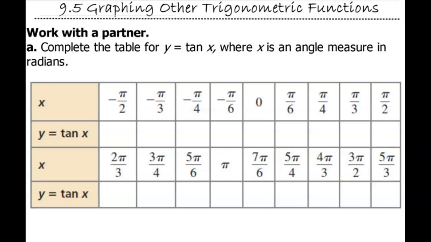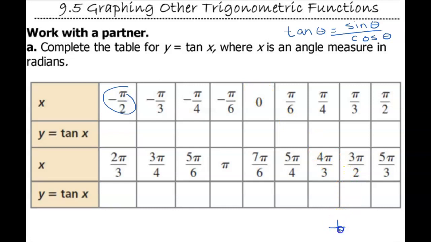So what I want you to do with a partner, go ahead and get out your unit circle if it helps. I want you to go and find the numeric value of each one of these. Now remember, we know that tangent of theta is equal to the sine of theta over the cosine of theta. So if I do the first one together, we go to our unit circle and we go to negative pi over 2.